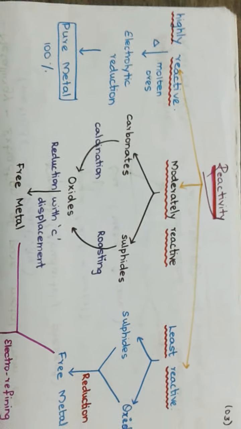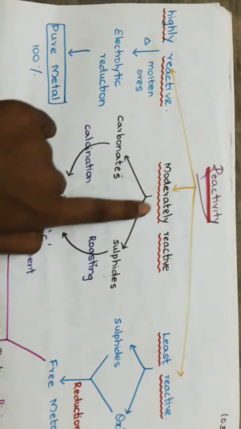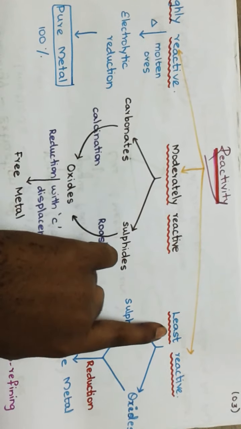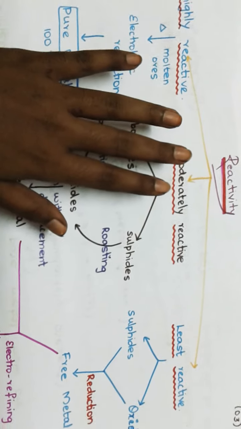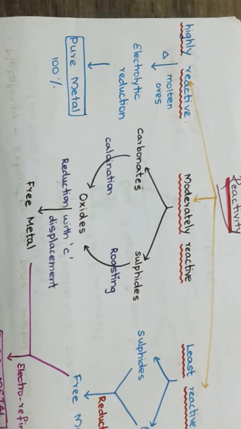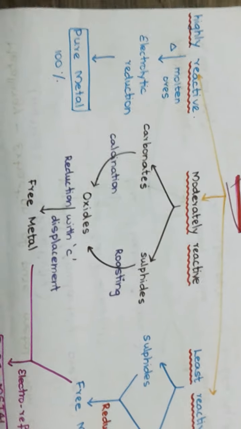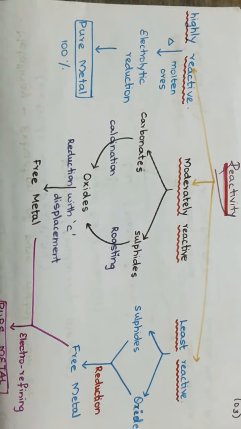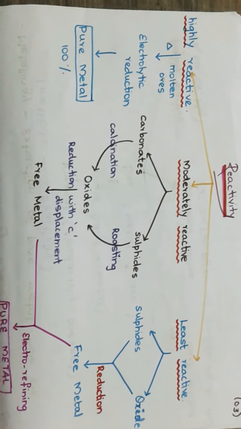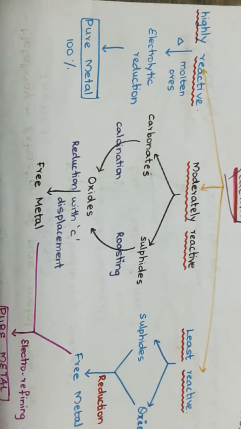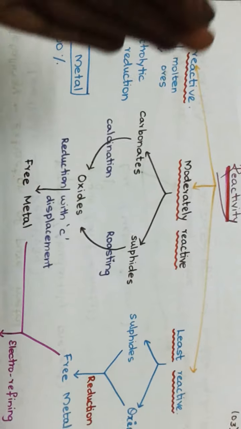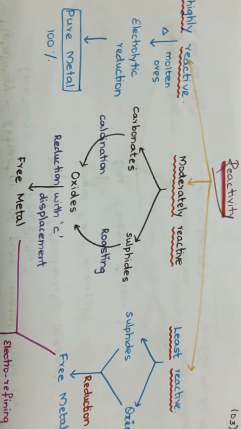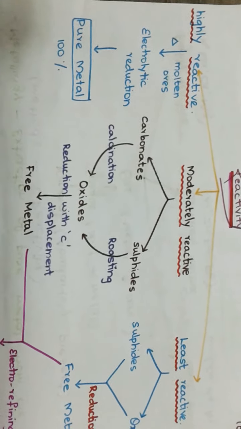As I said before, we have highly reactive, moderately reactive and least reactive metals. It is based on this reactivity that the extraction of metals occurs. This is just a small recap chart. It will be effective for your examination. You can just see this chart and then appear for your exams. So it will be like a recap.